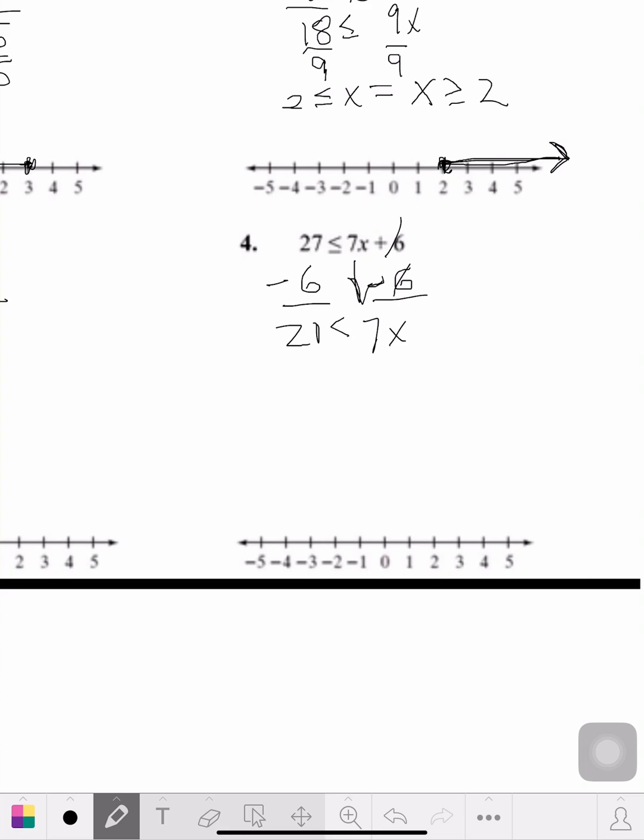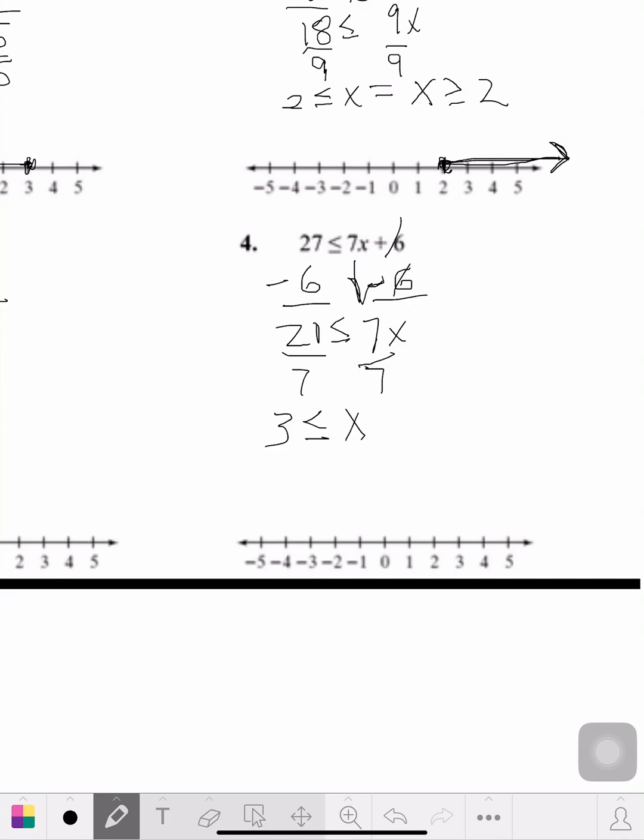So we get like that, okay? We carry down the sign. Now, hey, let's get rid of the 7, okay? That's what's attached to the x, correct? So we divide by 7. So that means 3 is less than or equal to x. And remember what I said? The way you'd read this would be x is greater than or equal to 3. Okay, that's the way you read it.